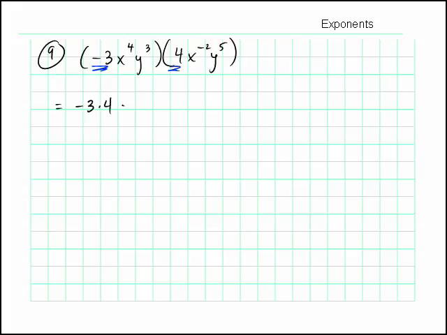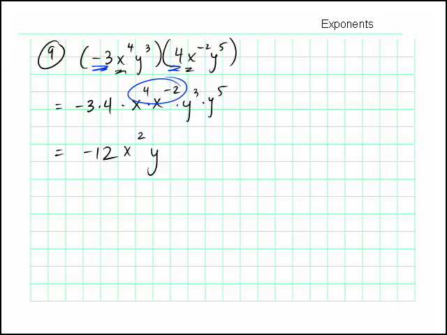I've got an x to the 4th and an x to the negative 2. That's this one and this one. And I've got y cubed times a y to the 5th. Negative 12. Right here is where we add our exponents together, and so that is x to the 4 plus a negative 2 is a 2. And here we also add our exponents together. 3 plus 5 is 8. So my answer is negative 12 x squared y to the 8th.